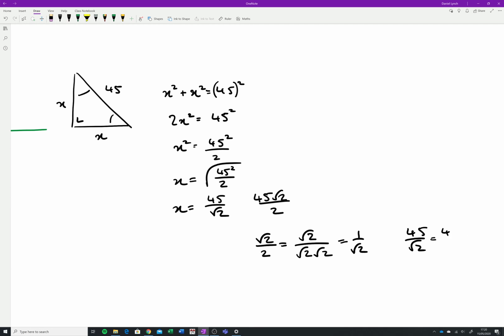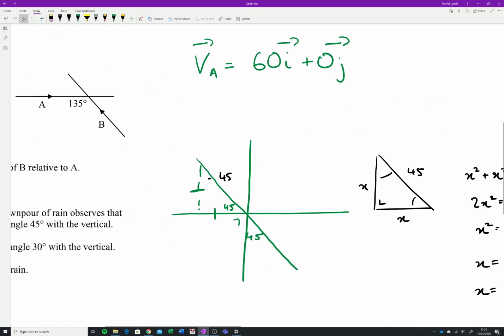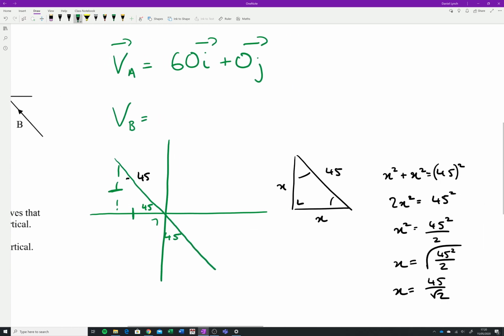Okay, and we can make that times 1 as well. So, two ways of writing it. I'm going to keep it to this. I think this is a nicer way to have it. Okay, that's what x is. So actually now we can say up here where we had what A was doing, we now know what B is doing. So it's going to the left by this, so that's minus 45 over root 2 i.